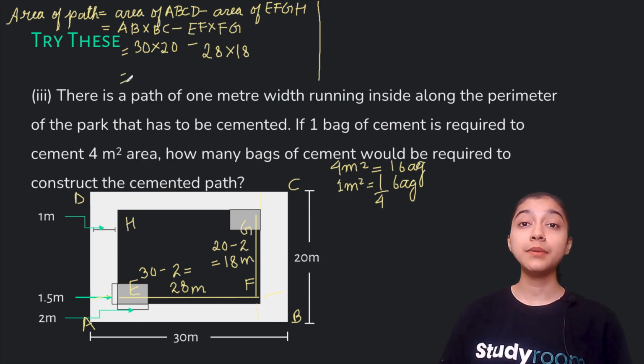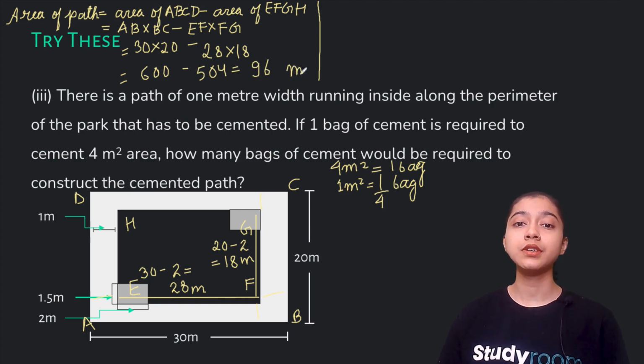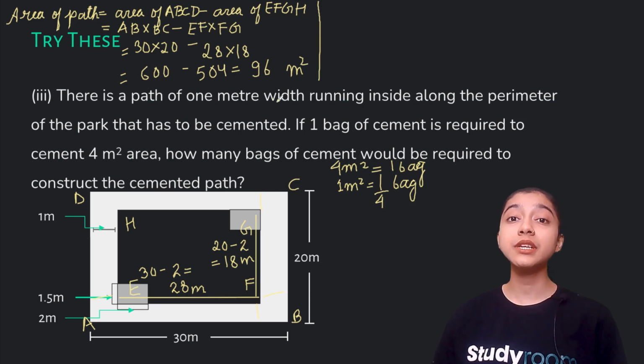Now 30 multiplied by 20 gives us 600, and 28 multiplied by 18 gives us 504. So ultimately our answer is 96, and the unit will be meter square. So 96 meters square is the area of the path.